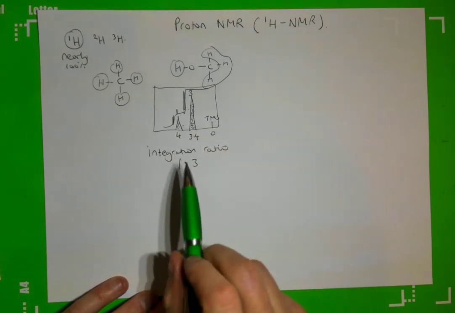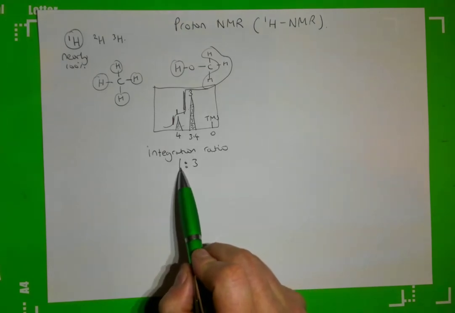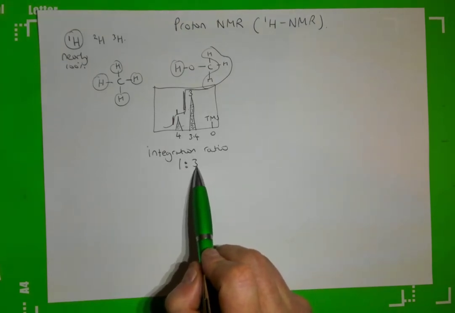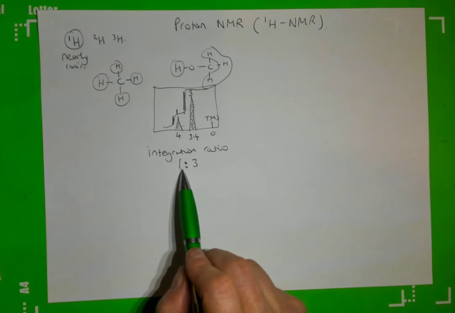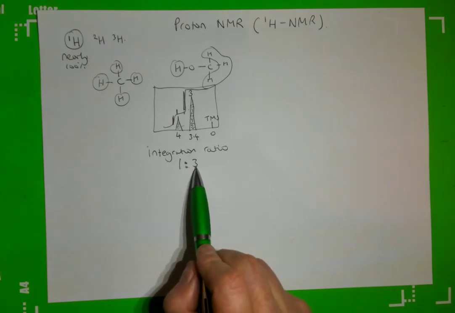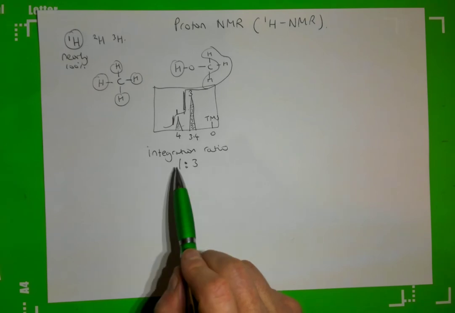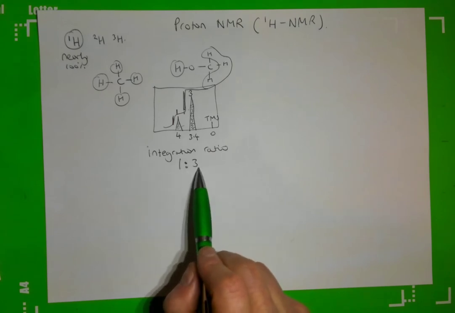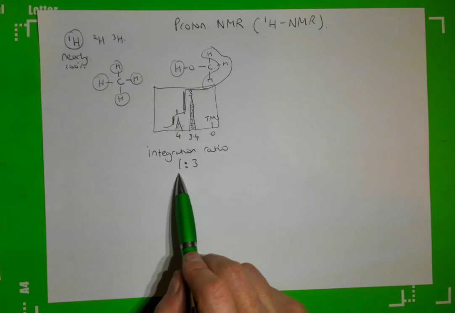Now that doesn't necessarily mean there's 1 hydrogen in one environment and 3 hydrogens in the other. It could mean that there's 2 hydrogens in one environment and 6 hydrogens in the other. Or, let's say, 4 hydrogens in one environment and 4 times 3 is 12 hydrogens in the other environment. So just be careful about that.